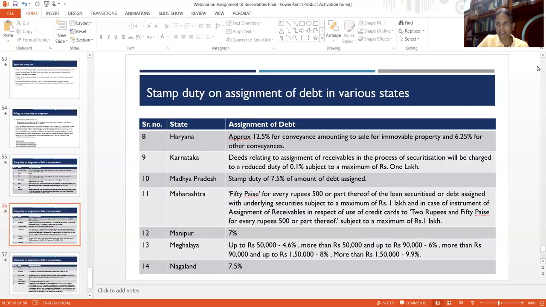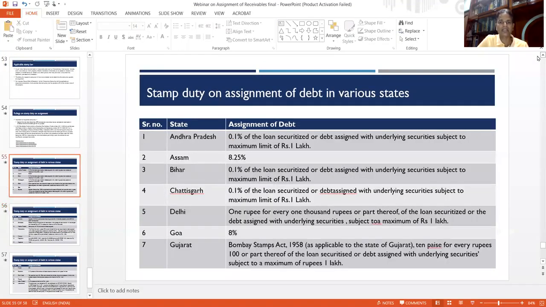The stamp duty, what I've done actually is placed a list of states and the stamp duty in different states. As you can see, stamp duties have been relaxed by lots of states on different transactions. So mostly we choose a state which is convenient. So mostly people these days choose Rajasthan as a convenient state.